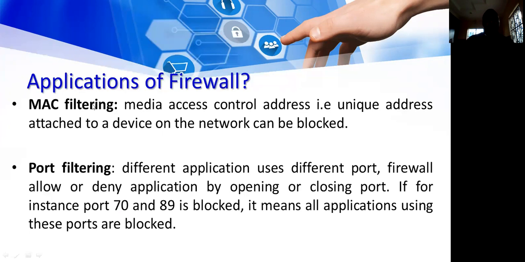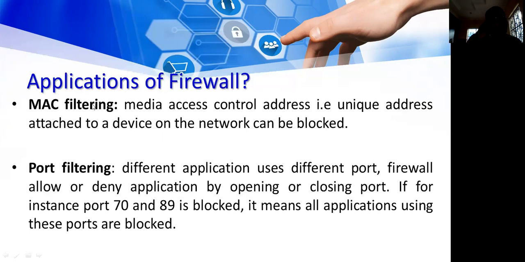So it means that a firewall can perform MAC filtering, MAC address filtering. Okay, the next one is port filtering. And you will notice that at the application layer, the last layer of the OSI model, you have different applications communicating on the network through what we call ports.